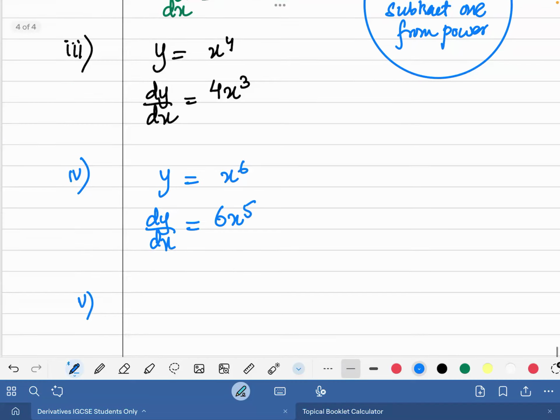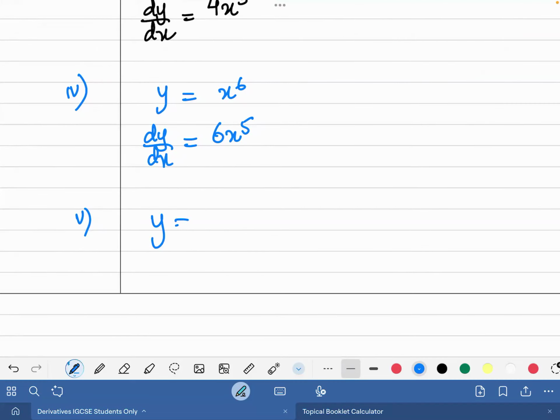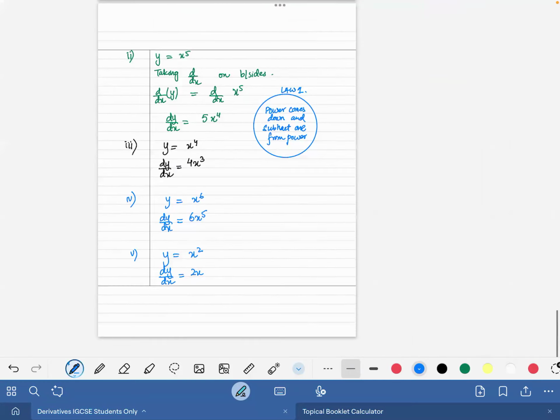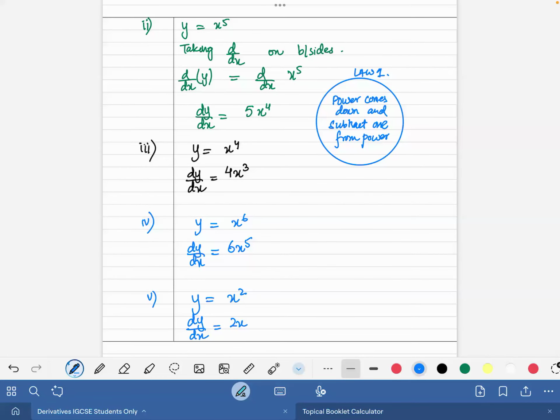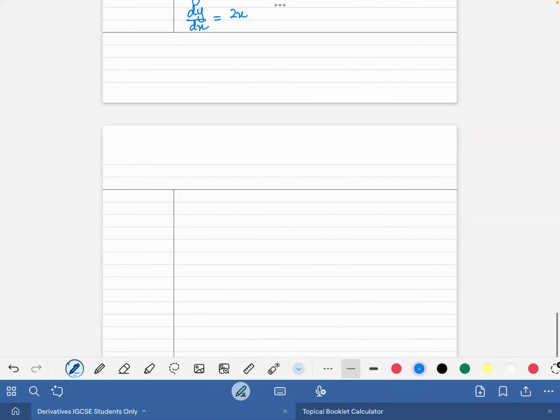Example number 5. Y is equal to x squared. What is the derivative of this one? 2x. Very good. It is 2x only, because we do not write power 1 on x. Agree or not, everybody? Is this rule easy? Yes, sir. Let's proceed to rule number 2.